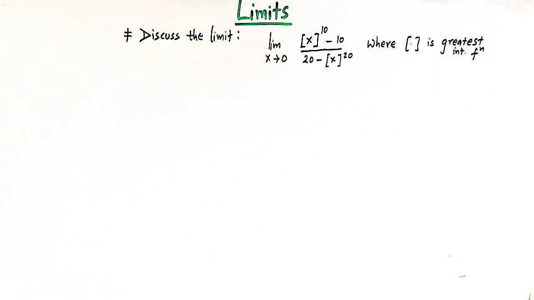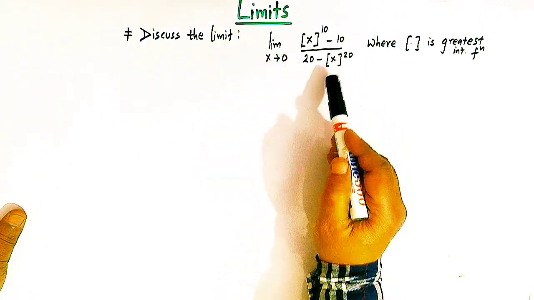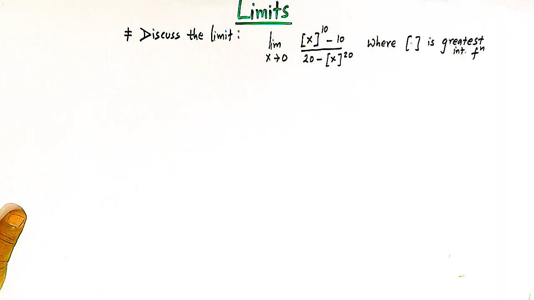So here we have a very interesting problem, right? What we will do here is see whether the limit exists or not. For the existence of this limit when x tends to 0, we have to find out the right hand limit and the left hand limit when x approaches 0, and see whether the right hand limit is equal to the left hand limit. So let us first calculate the right hand limit.